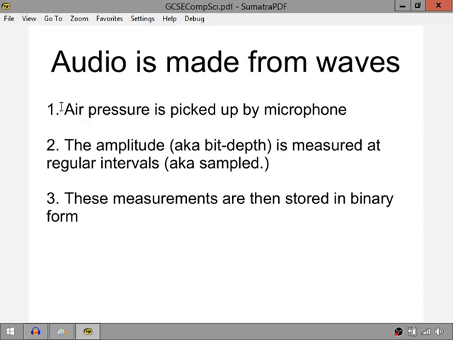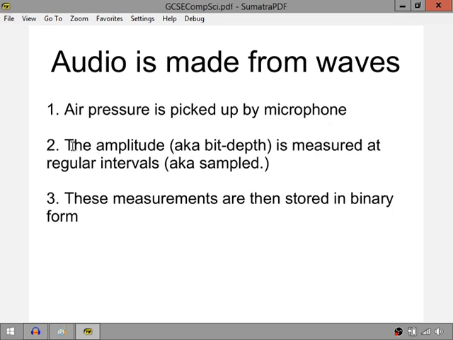So let's imagine your homeboy Justin Bieber is recording his latest song on relationships, or how he's had a difficult and tragic life, or whatever garbage he sings about. Let's imagine he's in a recording studio. Well, he's got a microphone, which is a magical special piece of equipment that is capable of detecting changes in air pressure. So first of all, air pressure is picked up by your microphone.